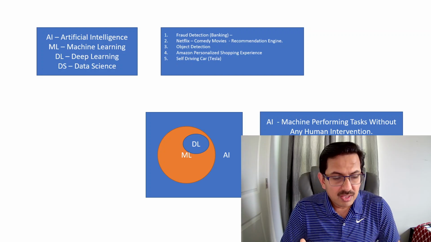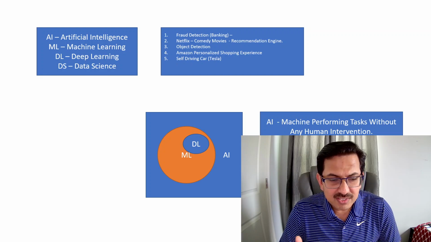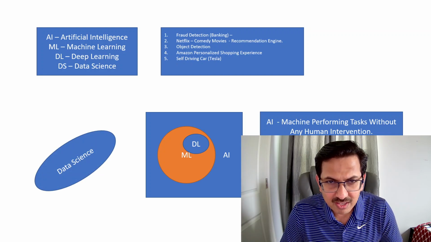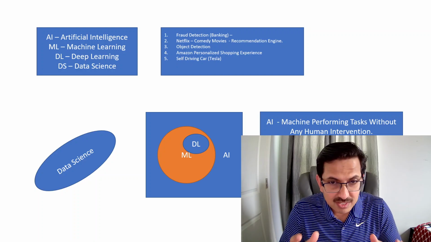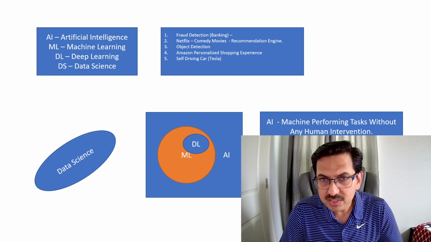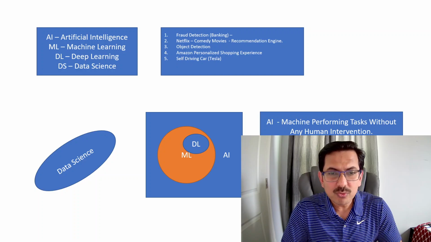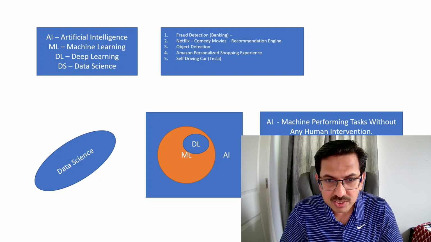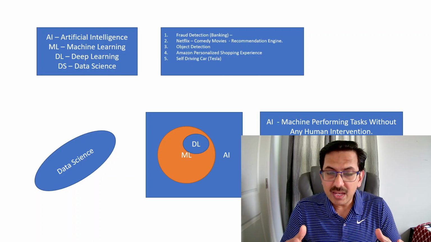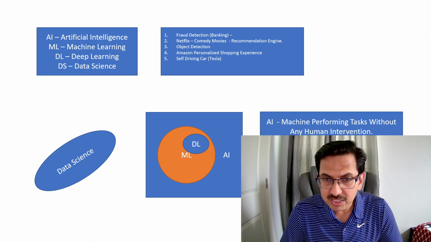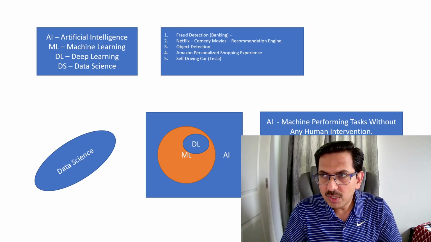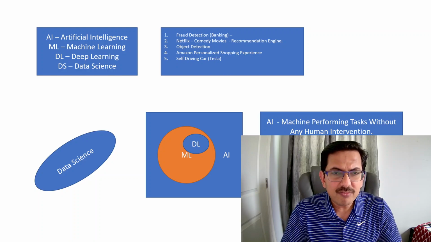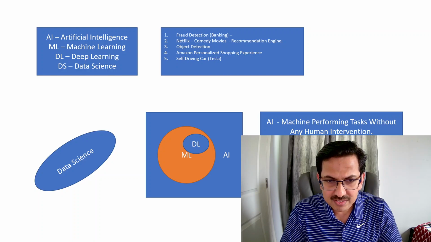So then what is data science? Data science is basically everything. When you are working as a data scientist in a project, in a company, you might have to work on a machine learning project. You might have to work on a deep learning project. You might have to work on NLP, natural language processing. You might have to do some text classification and all those things. So everything is data science.